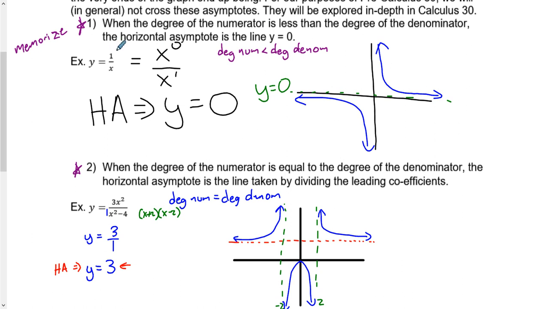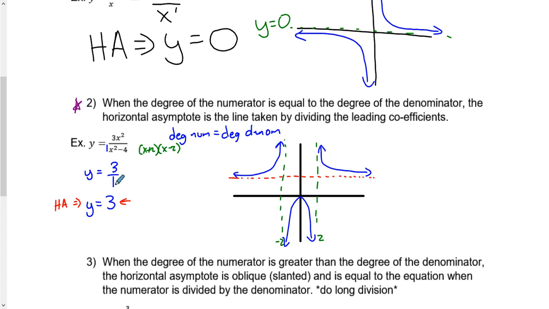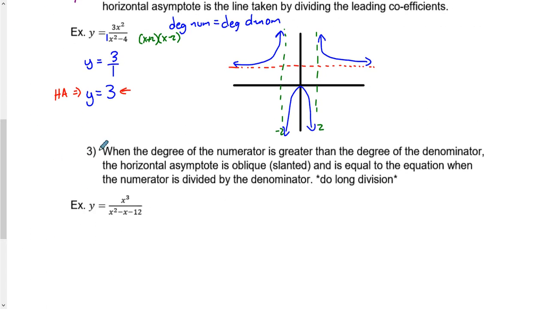So if the degree of the numerator is less than the degree of the denominator, it's y equals 0. If they're equal, you divide the leading coefficients. And the harder one to do is actually tying back to our first unit. It's when the degree of the numerator is greater than the degree of the denominator. The horizontal asymptote is oblique or slanted, and it's equal to the equation when the numerator is divided by the denominator. In other words, we actually have to do a little bit of long division.